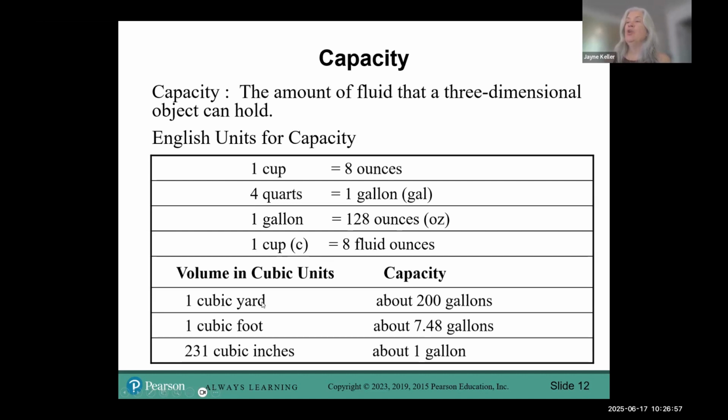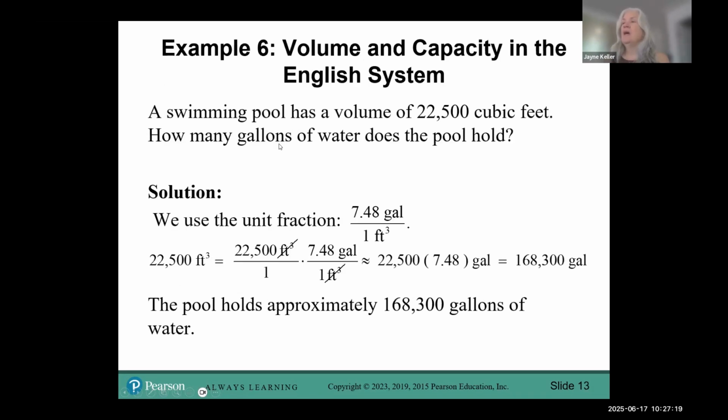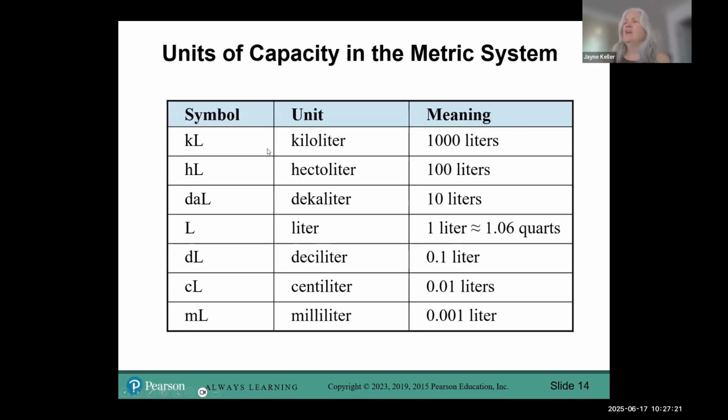So if we have a cubic yard, we could put about 200 gallons into that. So here's how we can compare our cubic units with the amount of liquid they could hold, or what we call capacity. So we say 200 gallons is about 1 cubic yard. Another beauty of the metric system is that these all have really nice powers of 10, which you'll see. Actually, let's look at that here.